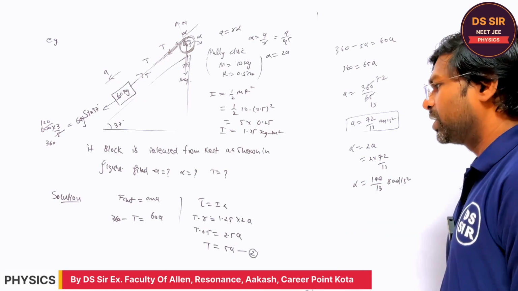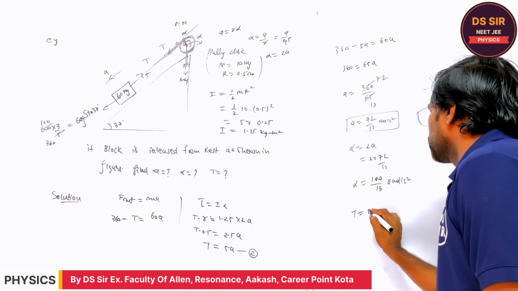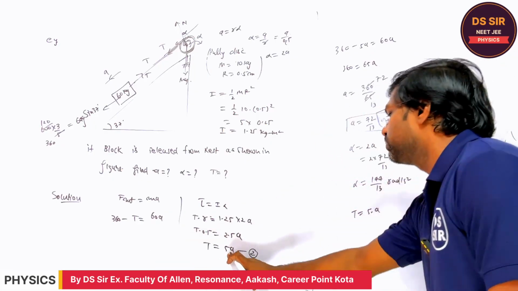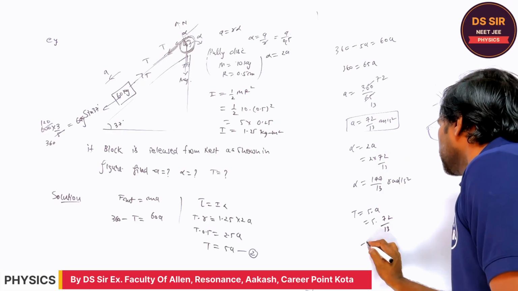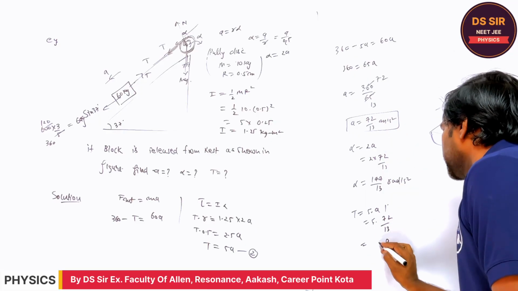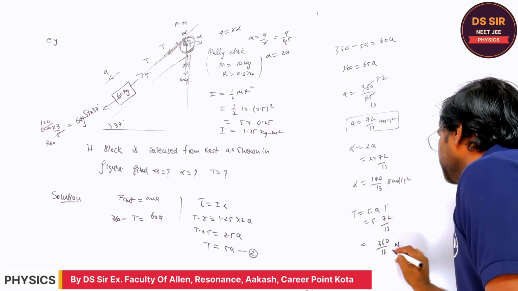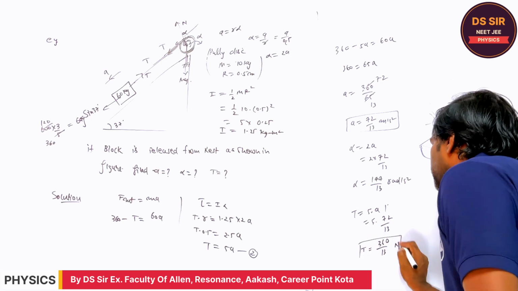This is the alpha. And how to find the tension? Tension is equal to 5a. Any equation you can choose. I am choosing this 5a. 5 into acceleration 72 upon 13. 5 twos are 10, 5 sevens are 35, and 360 upon 13 Newton. So in this way you can find the tension.